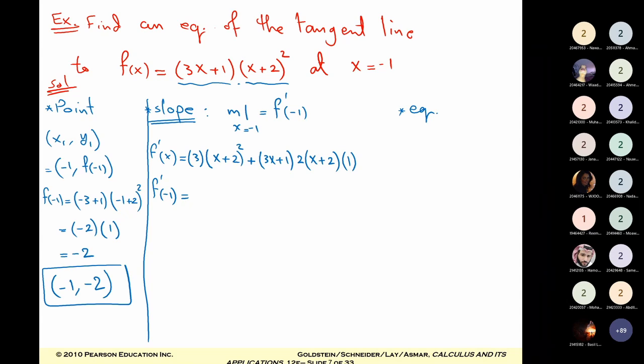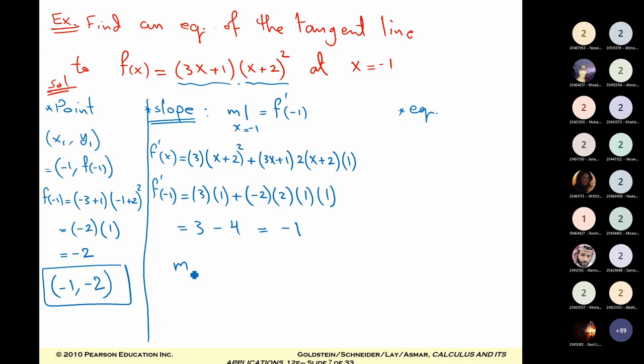This equals 3, substitute negative 1 plus 2, which is 1 squared, 1, plus substitute negative 1 in 3x plus 1. We have negative 3 plus 1, negative 2, multiplied by 2. Negative 1 plus 2 is 1, and 1. So we have 3 and negative 4. So we have negative 4. So the slope equals what? Negative 1. Okay.